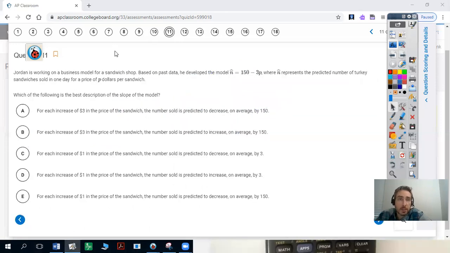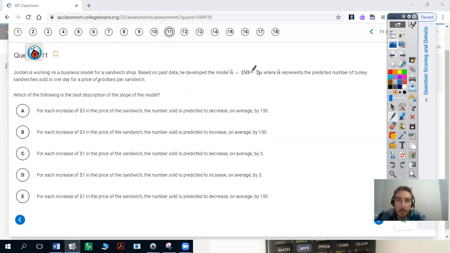Jordan is working on a business model for a sandwich shop. Based on the past data, he developed a model, n hat equals 150 minus 3p, where n hat represents the predicted number of turkey sandwiches sold in 1 day for a price of p dollars per sandwich. Which of the following is the best description of the slope of the model?